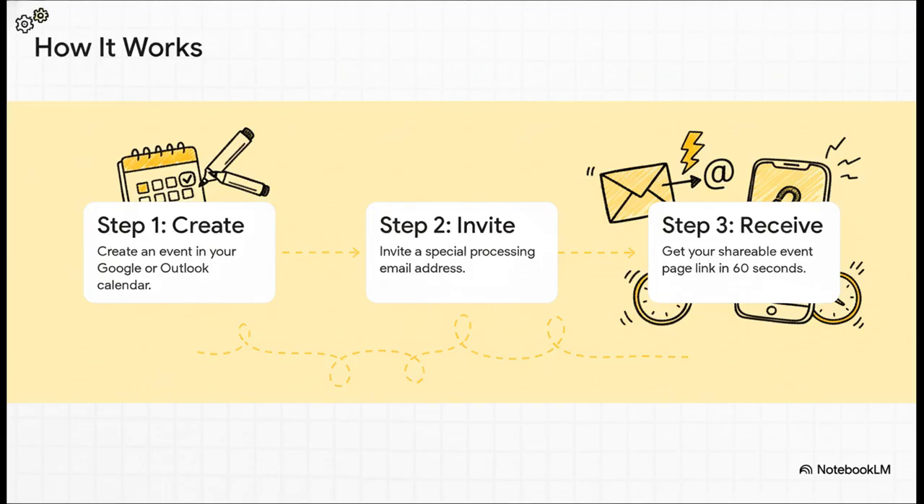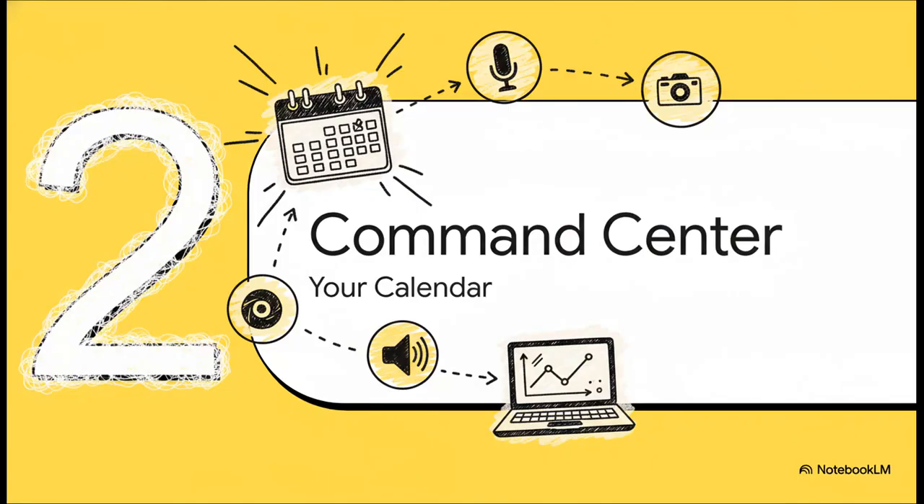First, you create an event, just like you always do, right in your Google or Outlook calendar. Then, in the invite list, you just add a special email address, something like create@calendarsnack.com. And that's it. Within a minute, you get an email back with a link to your brand new live event page. Done.